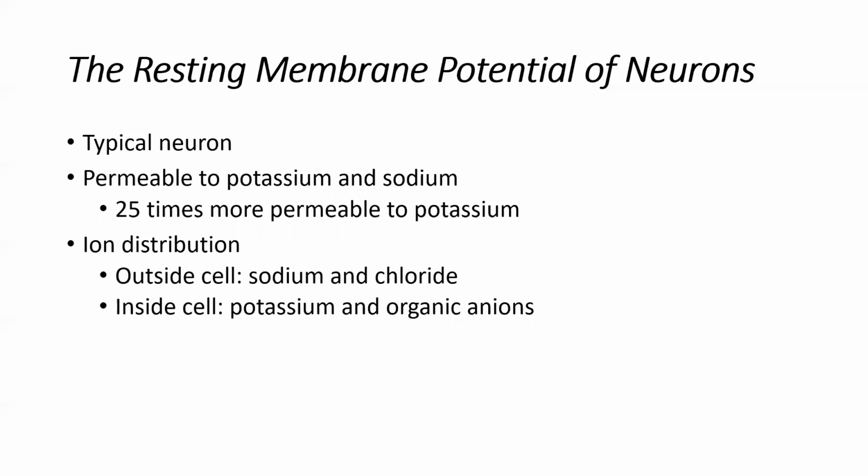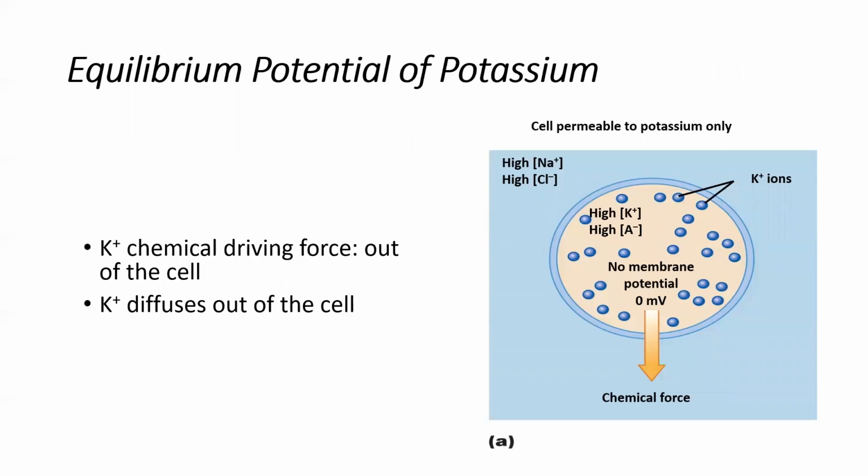We also want to identify the ion distribution, which we mentioned a little earlier. There's more sodium and chloride outside the cell, sodium being positively charged, chloride being negatively charged, and they kind of oppose each other. And there's more potassium and other organic anions, such as amino acids, inside the cell, and they again sort of oppose each other. That negative and positive balance out and oppose each other. So these are important facts for us to establish before we can go on to talk about how this comes about.